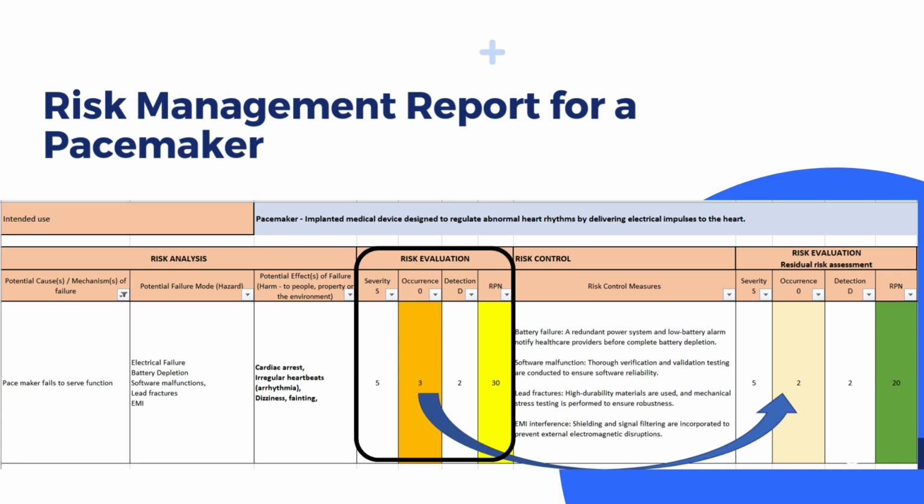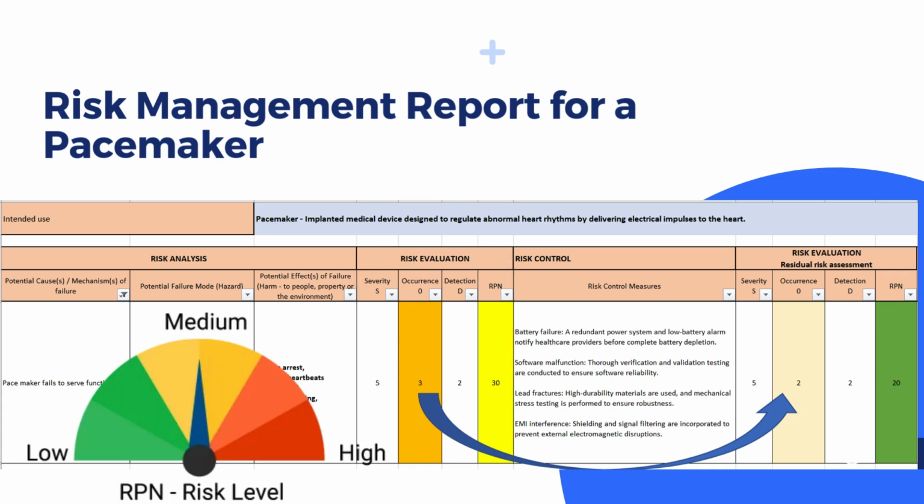For example, if a lead fracture occurs, it could cause serious harm. Severity equals 5, it happens occasionally, occurrence equals 3, and it is somewhat detectable, detectability equals 2. The RPN is calculated as RPN equals severity times occurrence times detectability, which is 5 times 3 times 2 equals 30. The higher the RPN, the higher the priority for implementing risk controls.